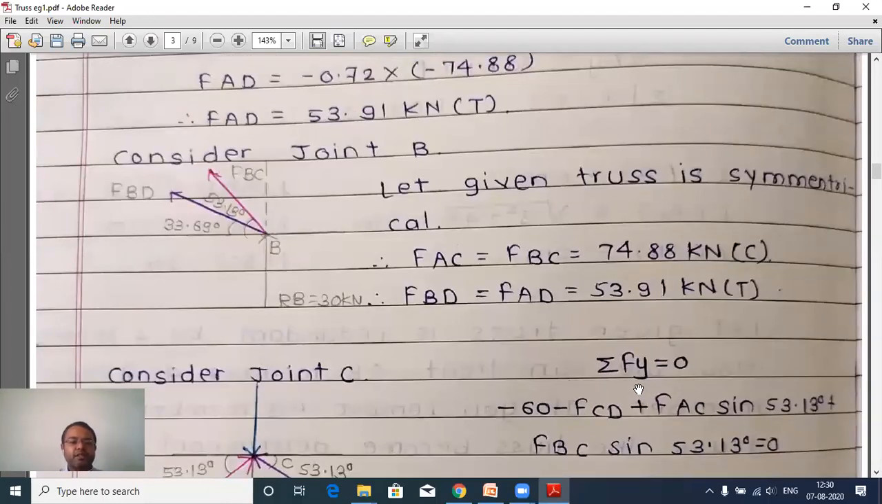Next, consider joint B. Likewise, just consider joint B.